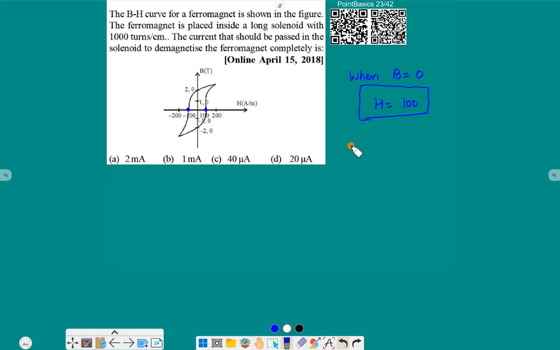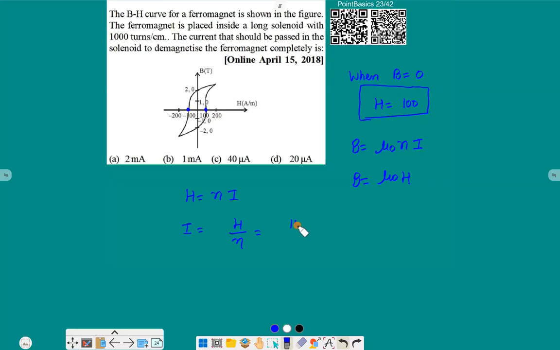Now we know that for a solenoid, the magnetic field B is mu naught n I. And for the magnetizing material, B is mu naught times H. Now comparing both of these, we get H is equal to n times I, and from this I is equal to H divided by n.